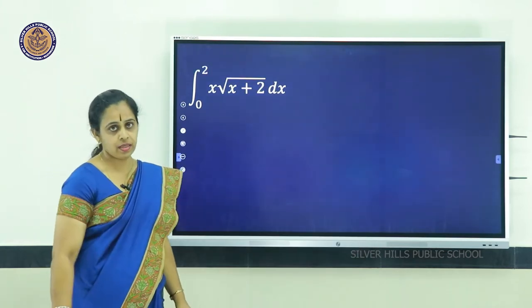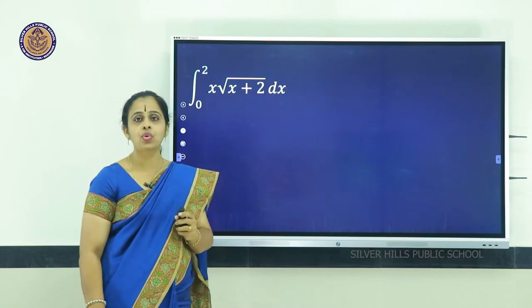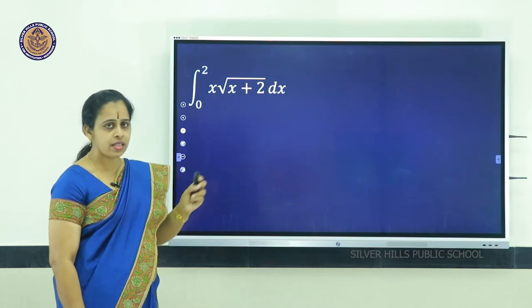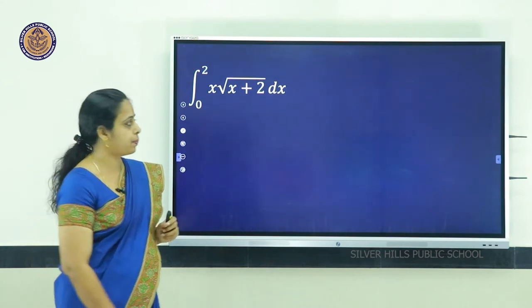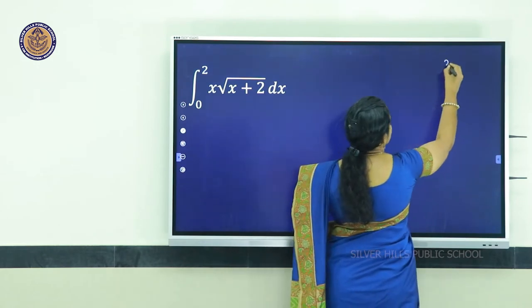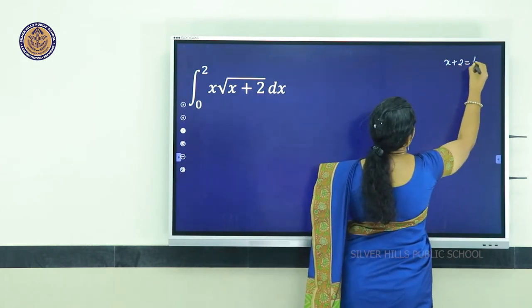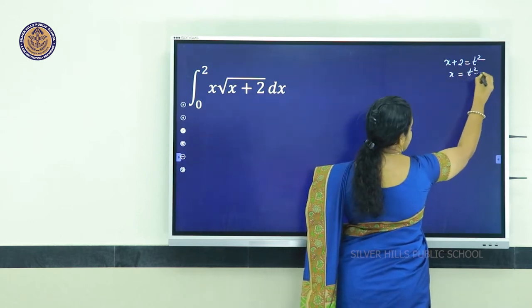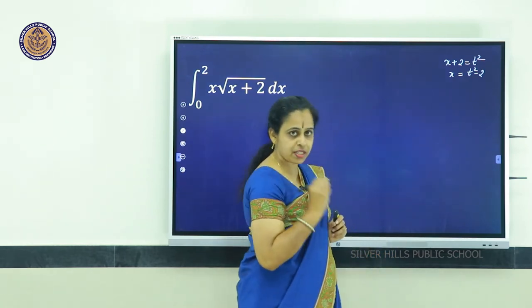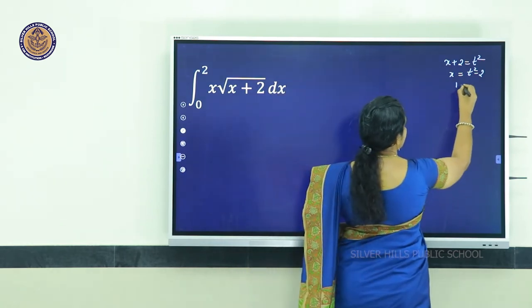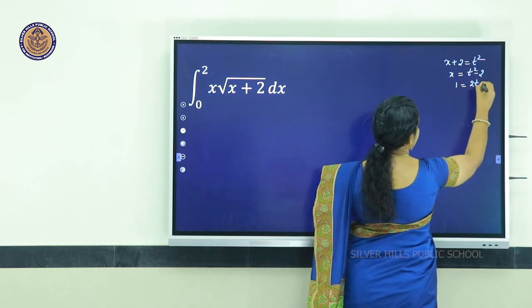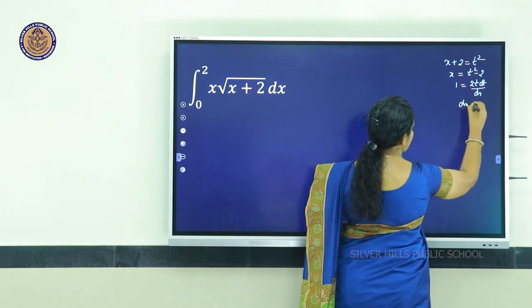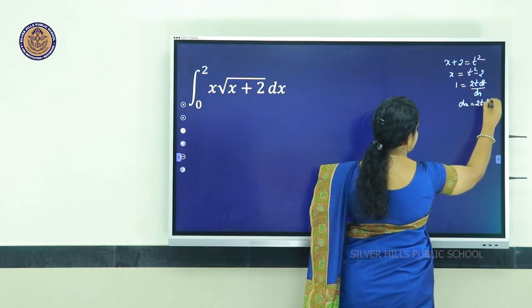Coming to next question. X into root of x plus 2 is the function. Since the root is seen there, let us give x plus 2 equal to t square. So, x will be equal to t square minus 2. Differentiating with respect to x, 1 will be equal to 2t dt by dx. Dx will be equal to 2t dt.